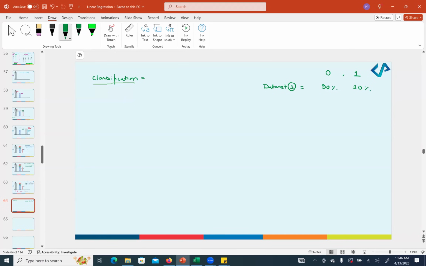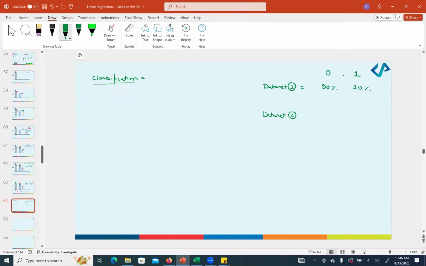It's minimum 10%. No, it will be 90%. If I classify everything as 0, for what percentage of the data set will you be correct? Okay, 90%, right? So even if I'm creating a very basic model without any variable, the minimum accuracy that I will get is 90%, right?